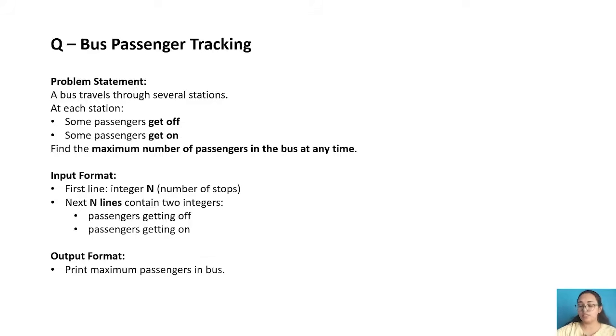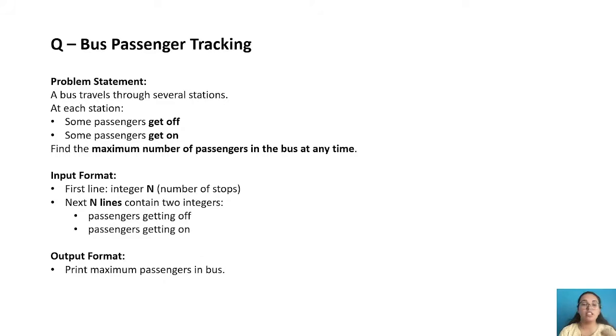Okay, now let's move to the next question. The next question is bus passenger tracking, and this is a good question. The problem statement is: a bus travels through several stations, and at each station some passengers get off and some passengers get on. You have to find the maximum number of passengers in the bus at any time.